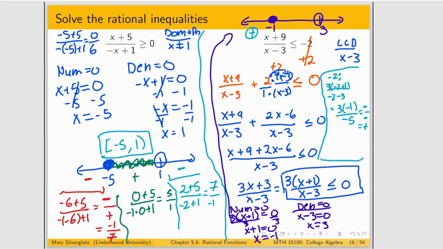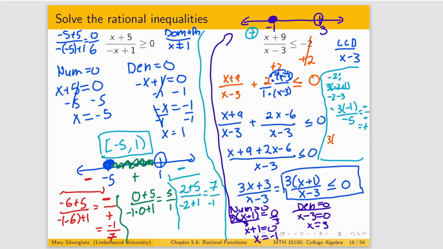And since I want to be less than or equal to 0, according to the actual inequality symbol, I do not want to shade that in. Then you want to pick something in between negative 1 and 3, something like, let's say 0. So that'd be 3 times 0 plus 1 over 0 minus 3. 3 times 0 plus 1 is 3. 0 minus 3 is negative 3. Positive 3 divided by a negative 3 is a negative 1. And negative 1 is indeed less than or equal to 0. So I do want to shade that in.